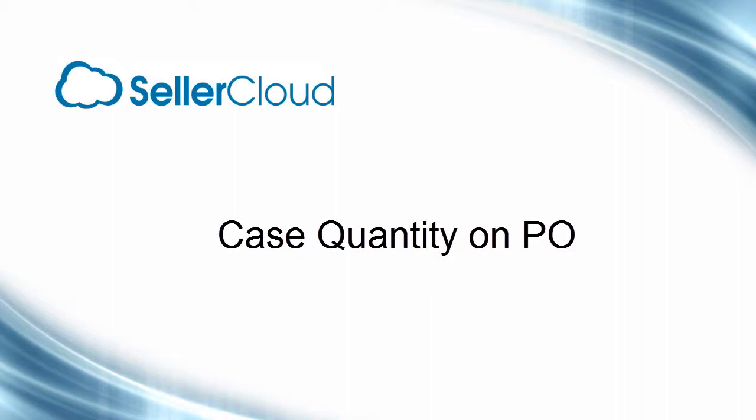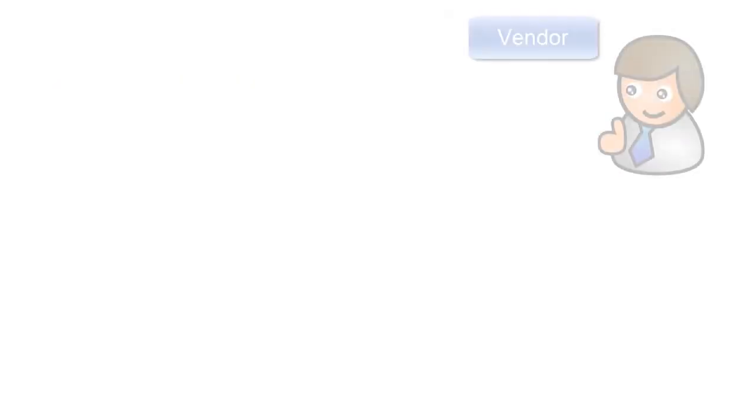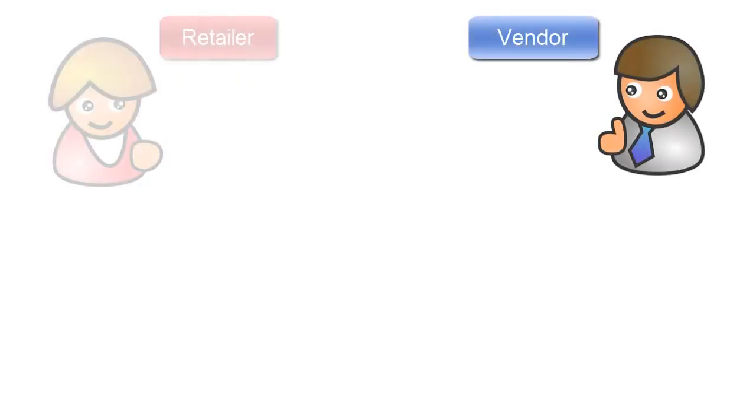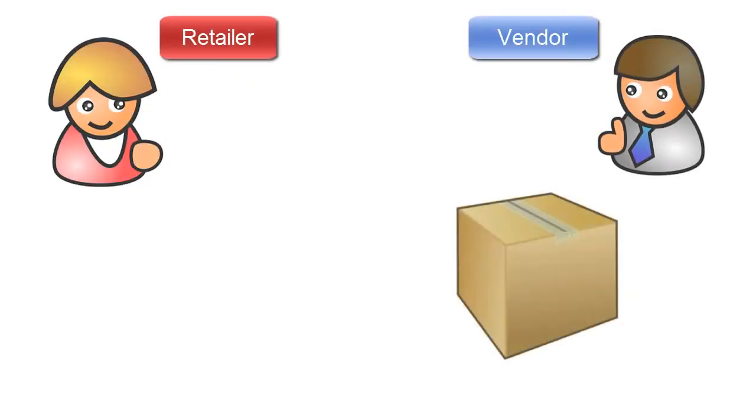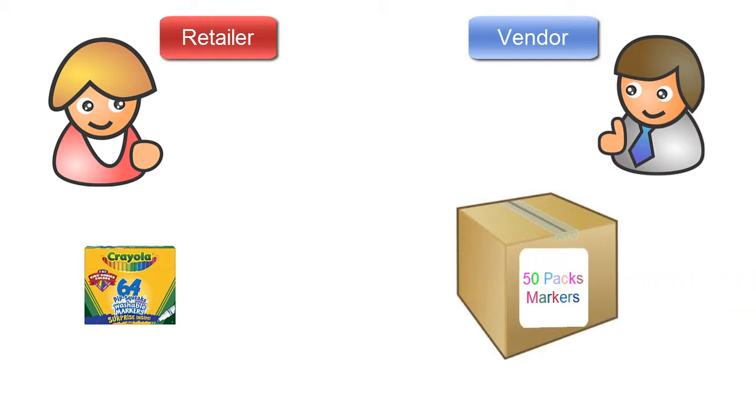In this tutorial, we'll look at purchasing from vendors by the case. Vendors will often sell items to retailers by the case. Let's say you sell individual packages of markers. However, your vendor only allows you to place an order by the case at 50 packages per case.